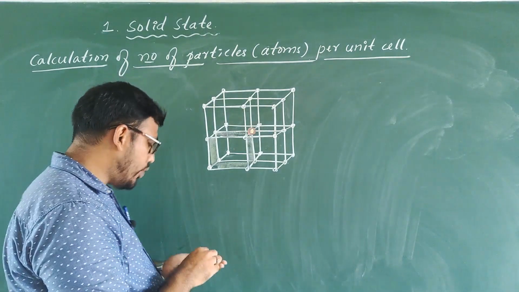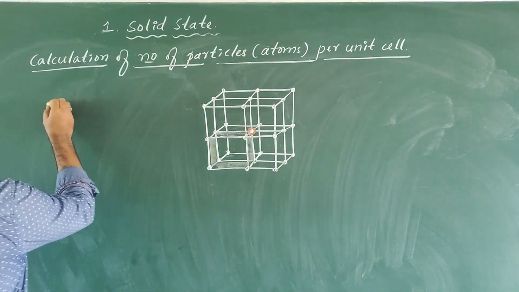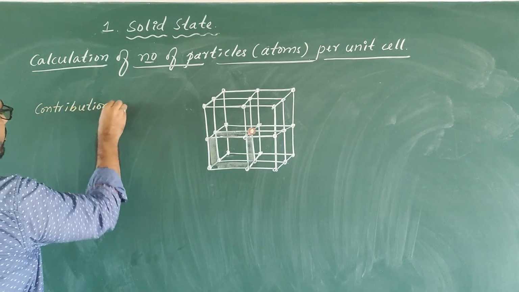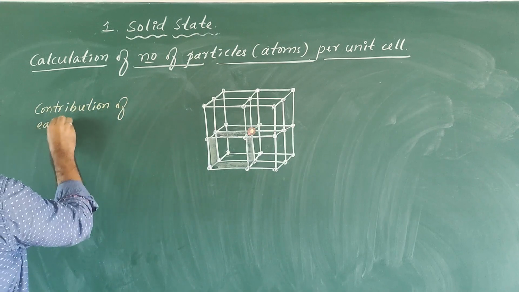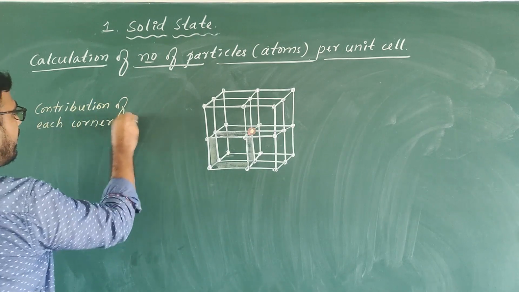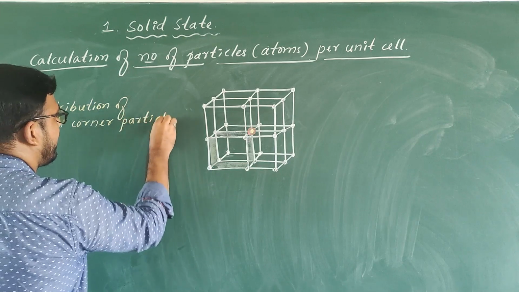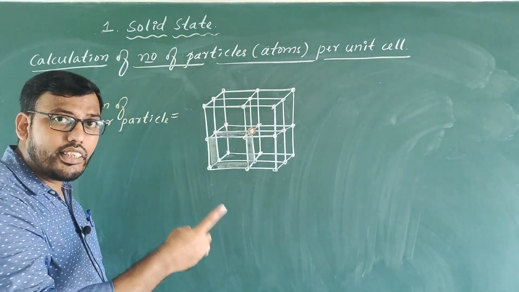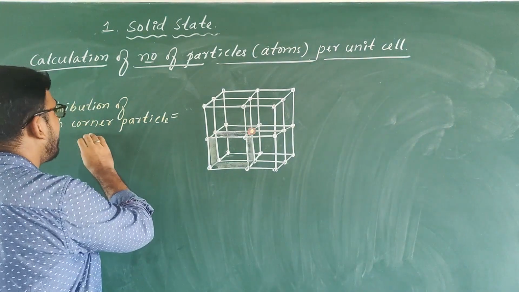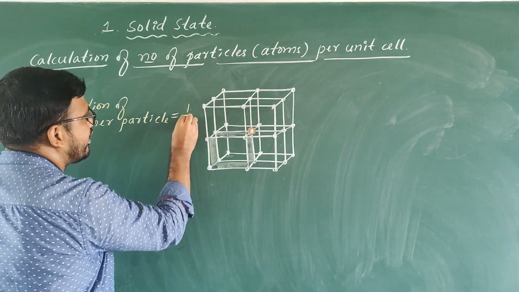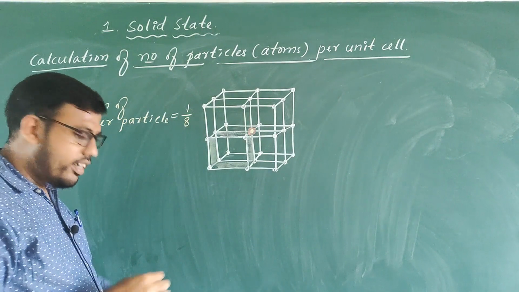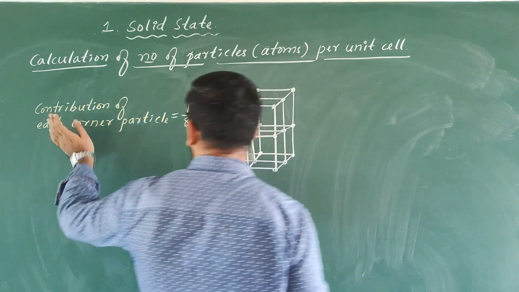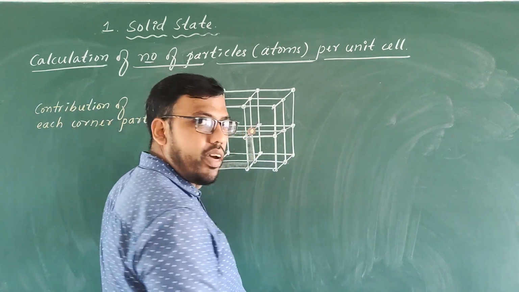Hence the contribution of each corner particle: one particle is sharing how many unit cells? 8 unit cells. Therefore the contribution of each corner particle is 1/8. Or we can say the share of each corner particle is 1 by 8.